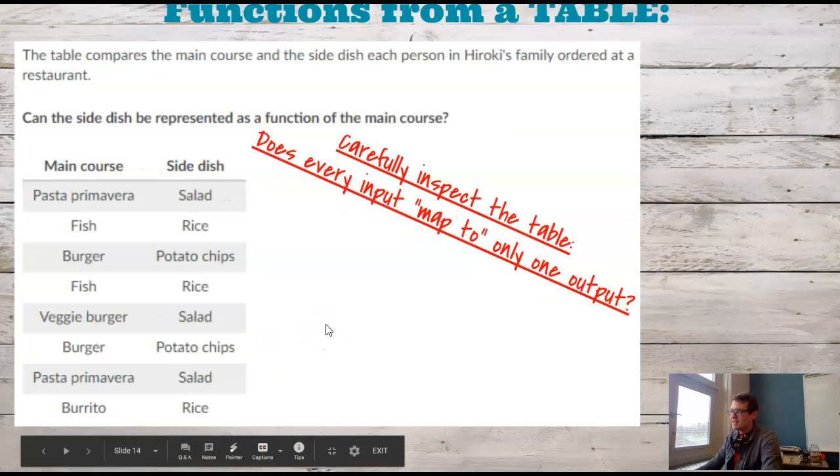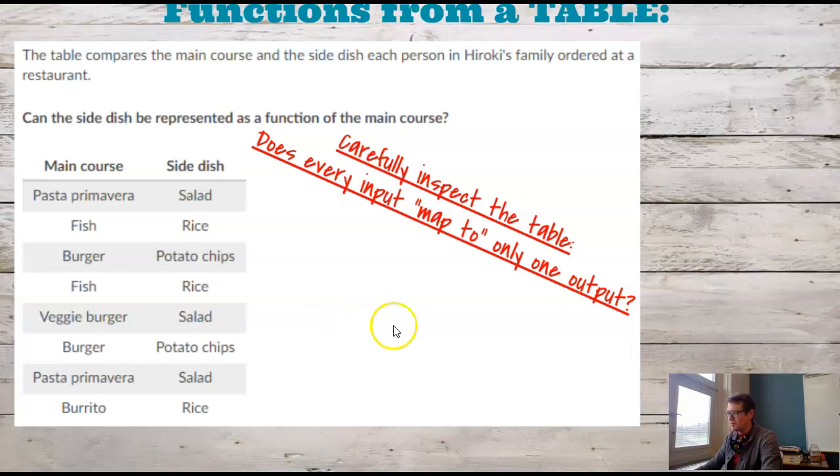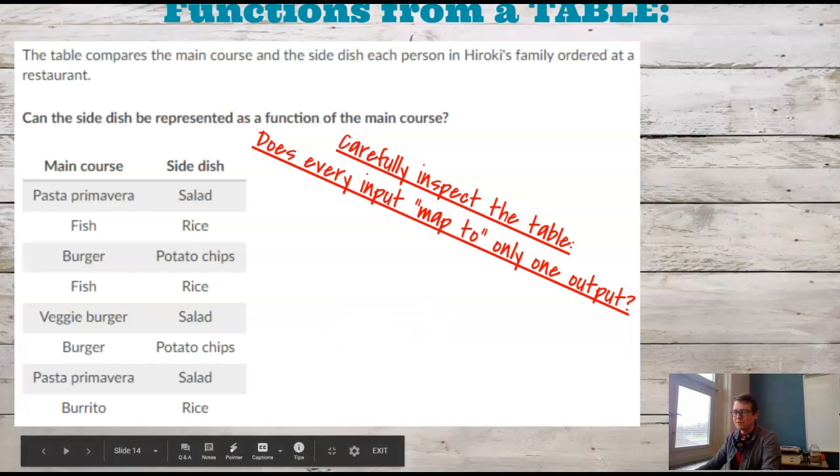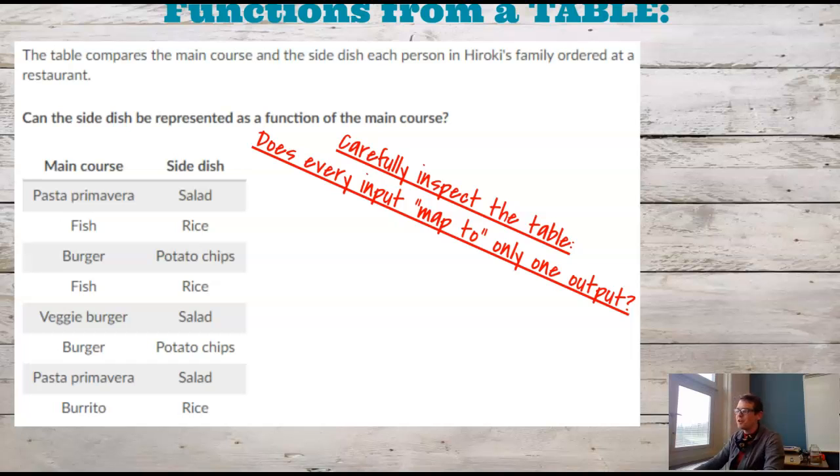So we're back to this. The problem we got stuck on last week, and I'm going to put you in your breakout rooms one more time to decide, is this a function? Can the main course and the side dish be related by a function?